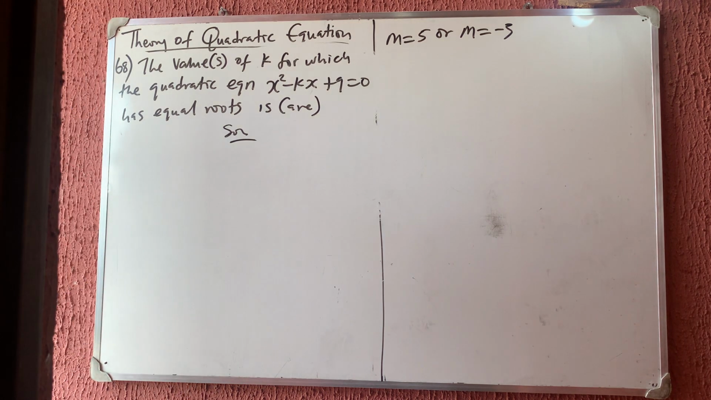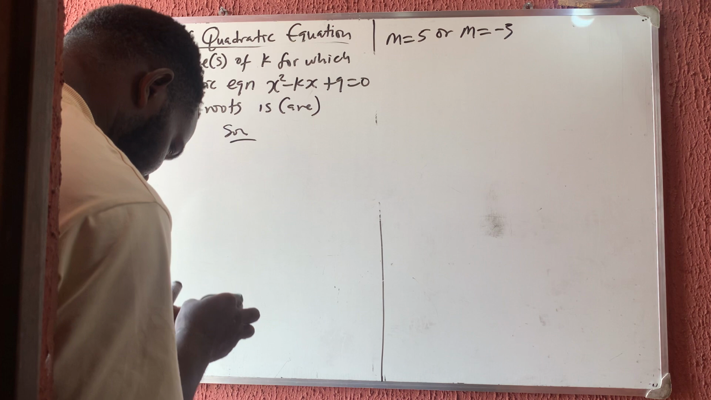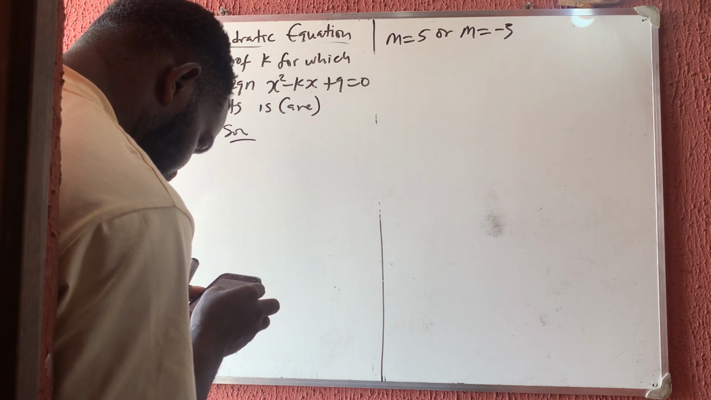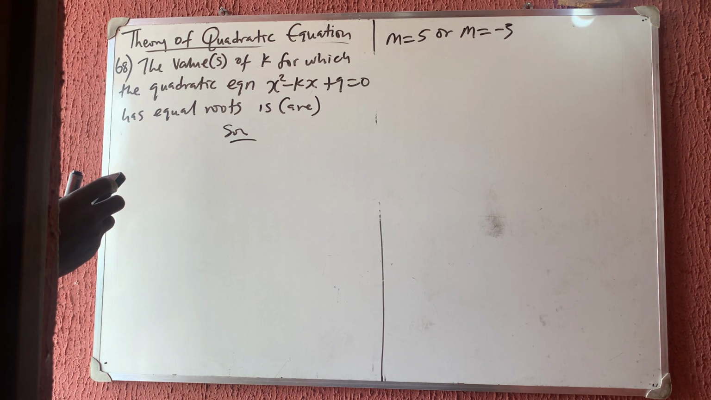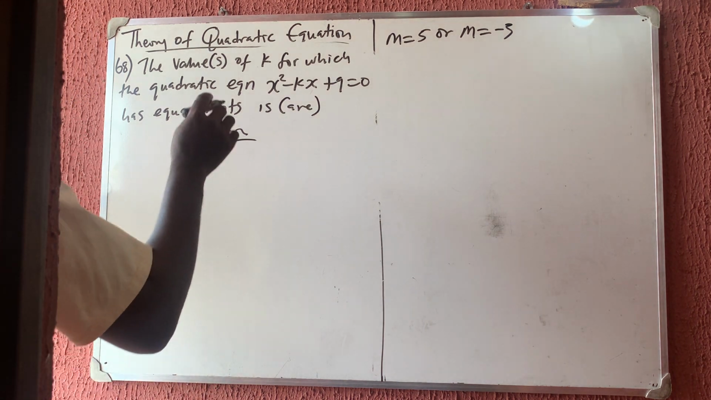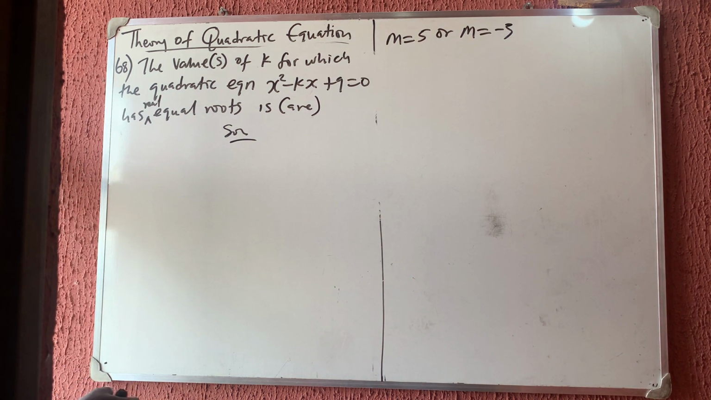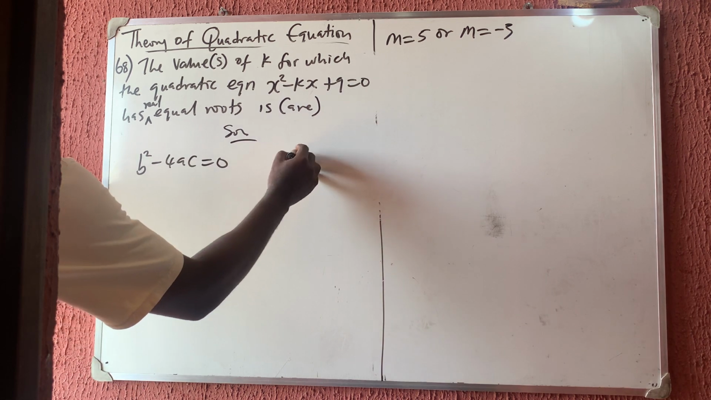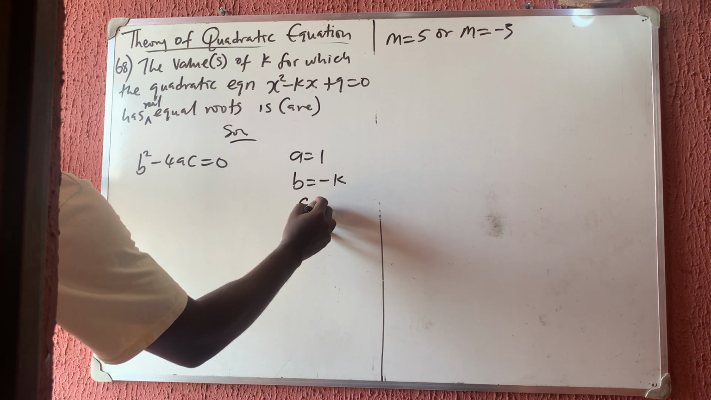So what do we do? I told you that for a quadratic equation to have equal roots, they say for what value of k does this have real equal roots? Okay, for a quadratic equation to have equal roots, b squared minus 4ac will be equal to 0. So from here I have that my a is 1, while my b is equal to minus k, and my c is equal to 9.